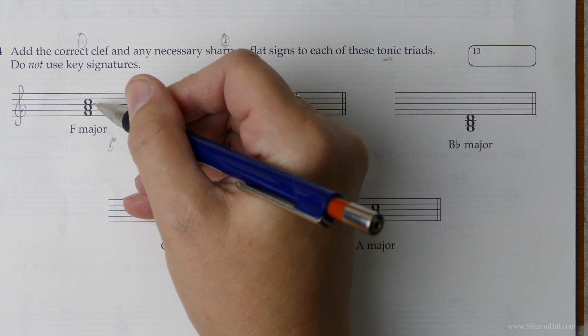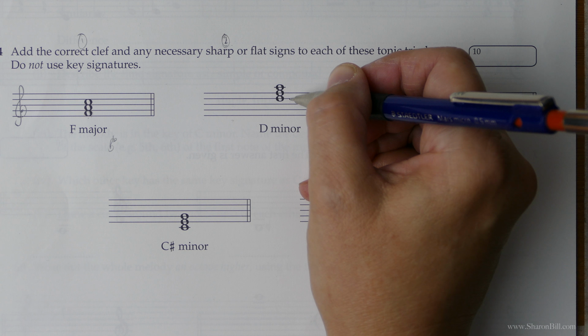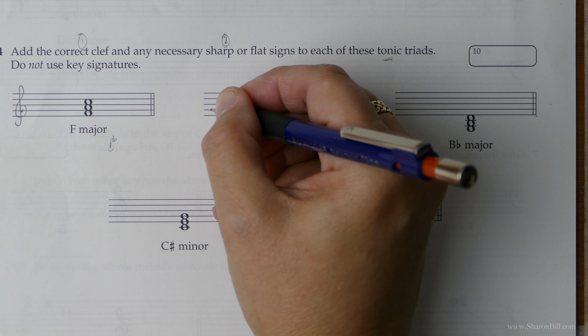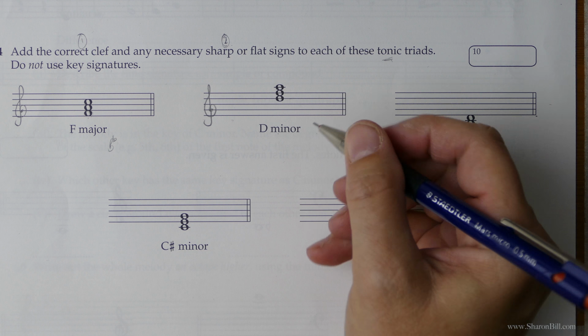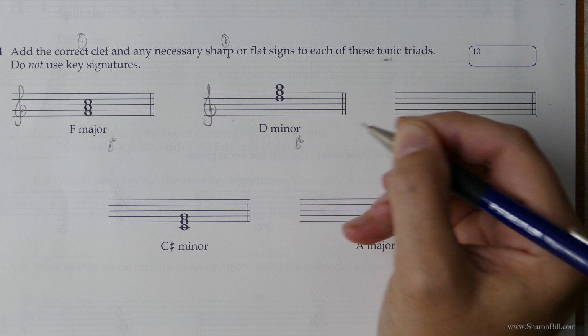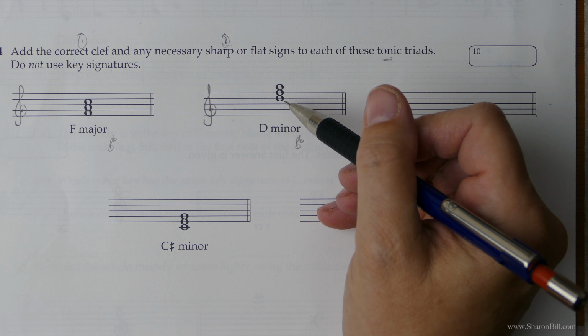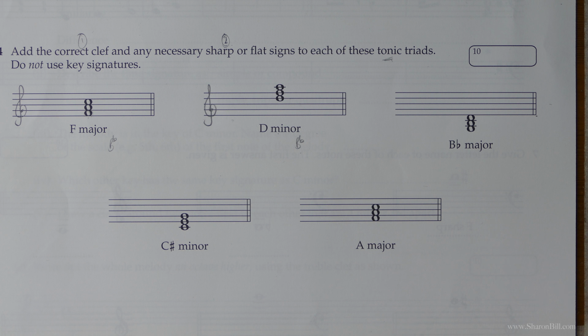So for this to be D minor, we need this lowest note here to be the tonic D, and so that also must be treble clef. Now D minor is related to F major, which has B flats in the key signature. We have a D, an F and an A, so there's no B to flatten, so there's nothing to add there.